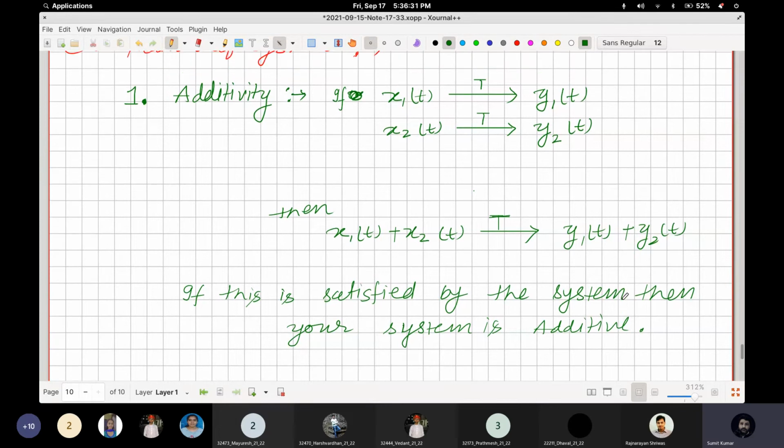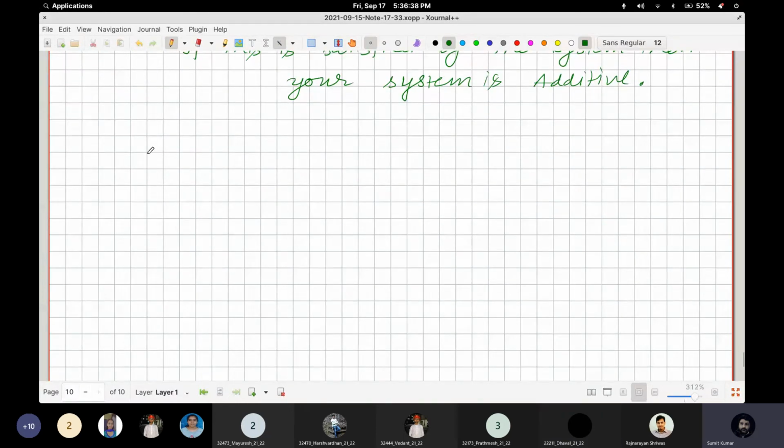Is this clear to everyone? Yes, sir. So let's see one example. We have a very simple system here, and the system is given by, let me just write this. So the system here is given by y(t) equals x(t), that is, your output is equal to your input only. Tell me whether this system is additive or not.